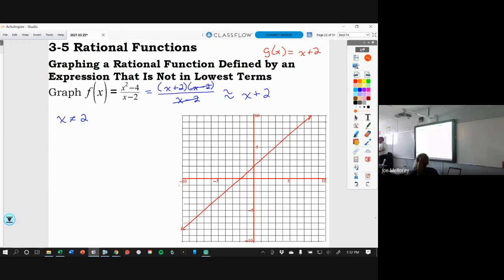Okay, so y'all good with that? This is the graph of g of x. That is the line x plus 2. Let's go back to f of x. In fact, before we do that, use your calculator, because you all have one, and go ahead and graph x squared minus 4 divided by x minus 2 on the calculator, and look at it.